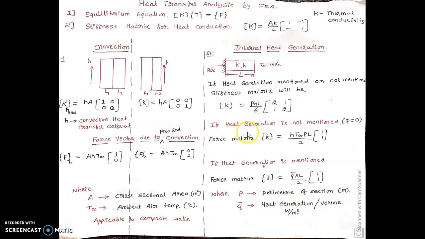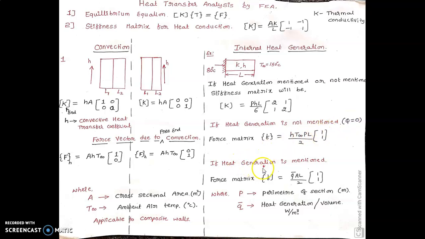Now if heat generation is not mentioned, you have to use the force matrix, because in each and every problem you have to solve for K as well as F, isn't it? Because you need these two to solve the problem, okay. So that's why you need K also and F also. So this is common whether heat generation is mentioned or not mentioned. The problem is of this kind, you have to use this matrix only. And for the force matrix you have to use this value, HT infinity PL by 2 1 1, okay, when Q is equal to 0 given.